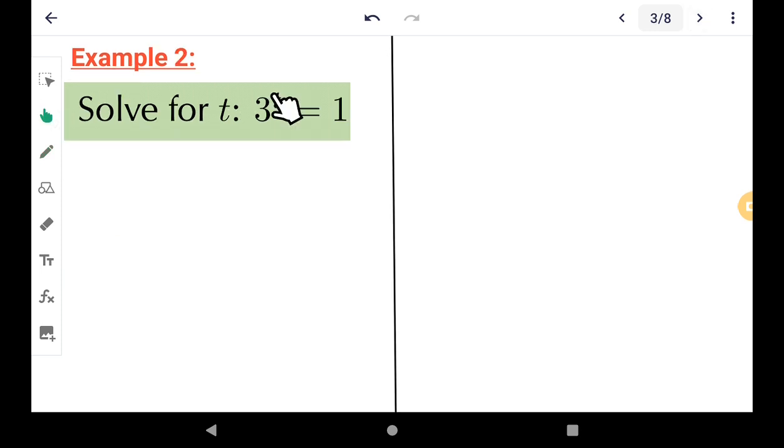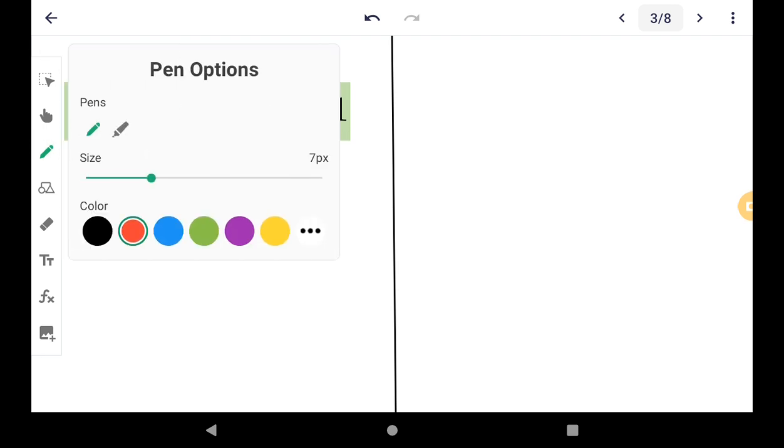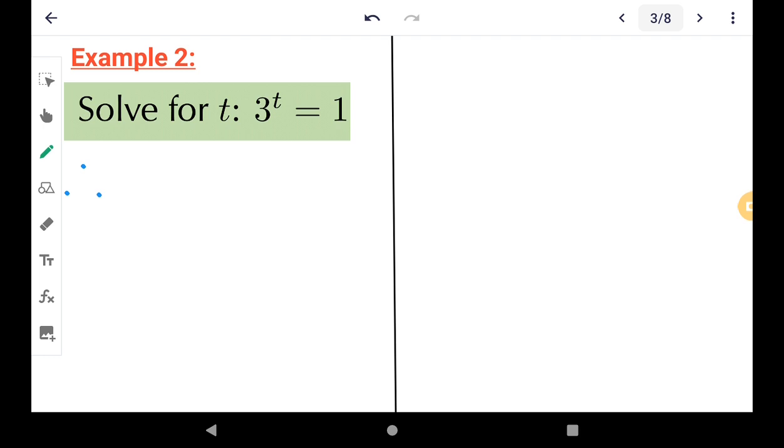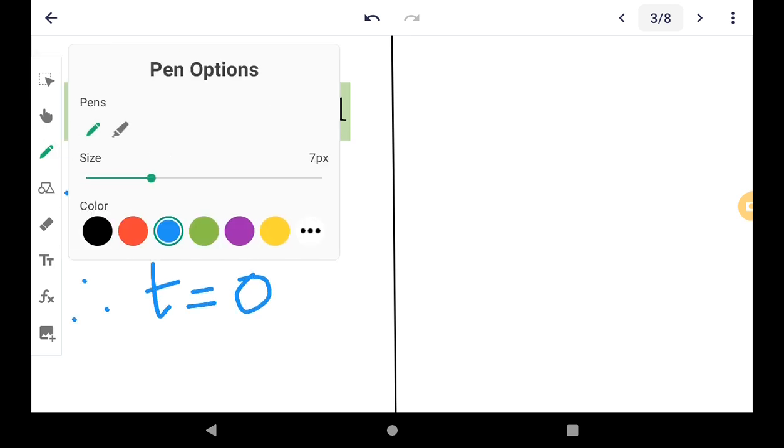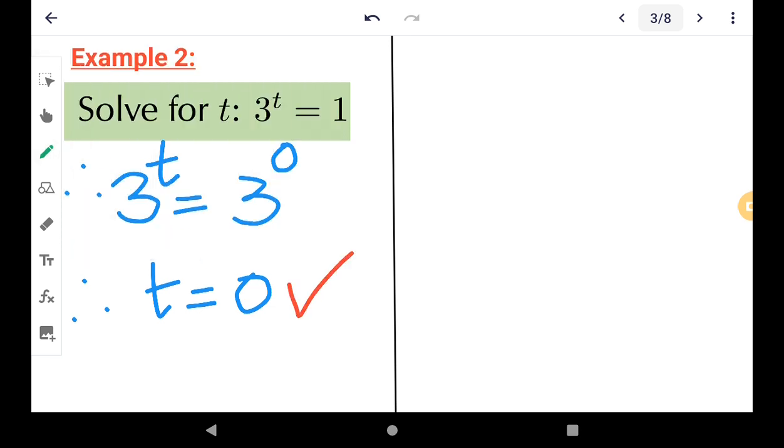Example number 2 is when you've got a similar situation but you've got equals to 1. Therefore, we go 3 to the power of t equals 1. Remember, 1 can be expressed as anything to the power of 0, so we choose 3 to the power of 0 in this case, and therefore your t equals 0. Easy peasy there. And you're done.